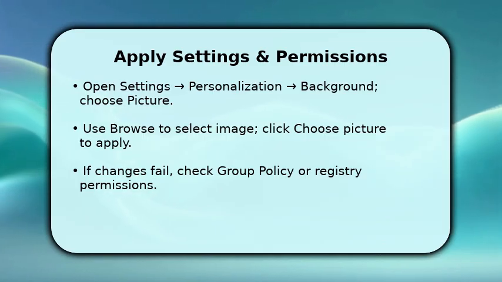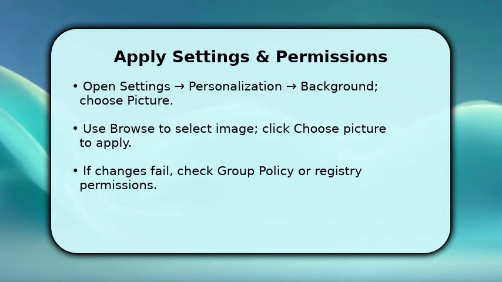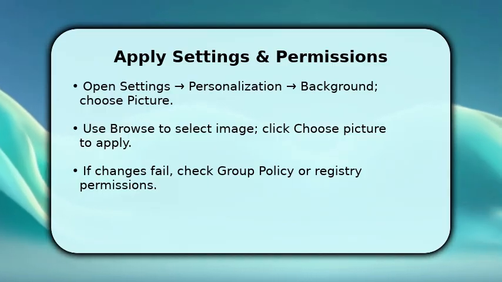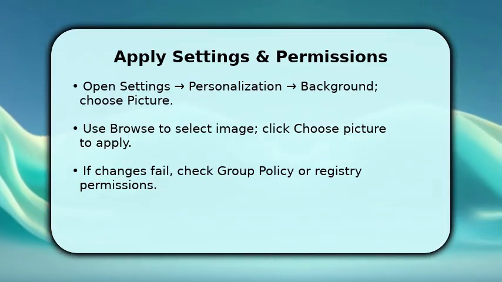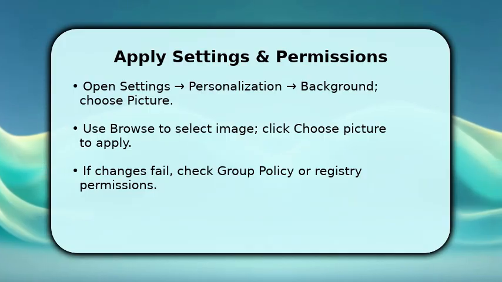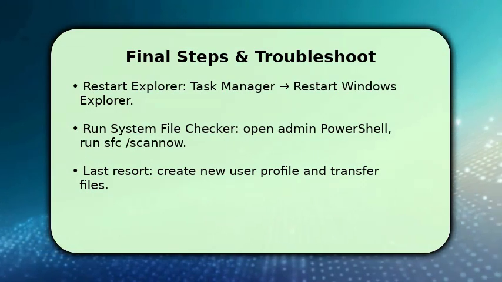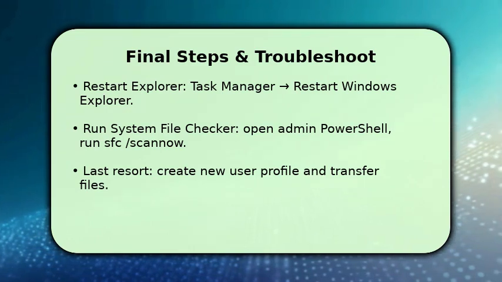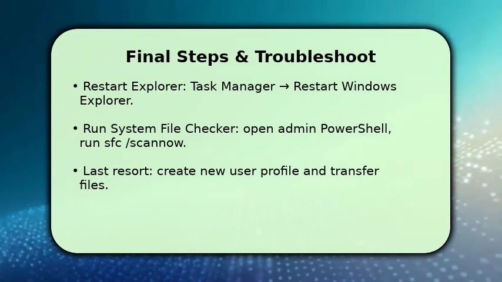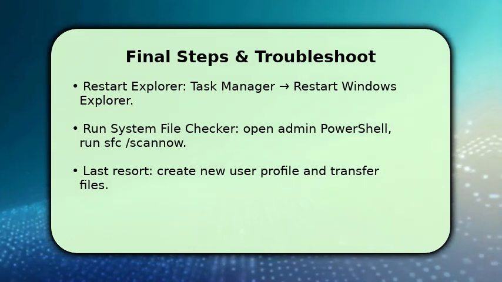If the background remains black, make sure your user account has write permission in %appdata% and the registry keys under HKCU/Control Panel/Desktop aren't locked. Also check Group Policy, User Configuration. Finish by restarting the shell so changes take hold. Open Task Manager, find Windows Explorer and click Restart. That often clears a black screen.